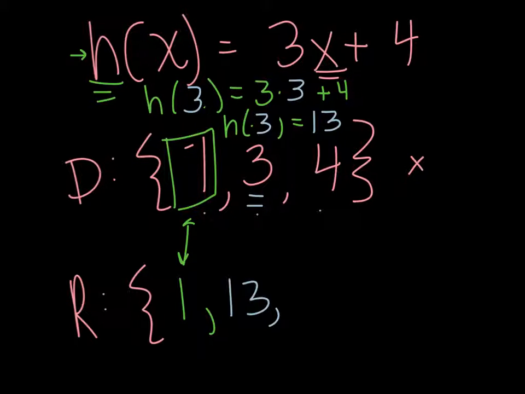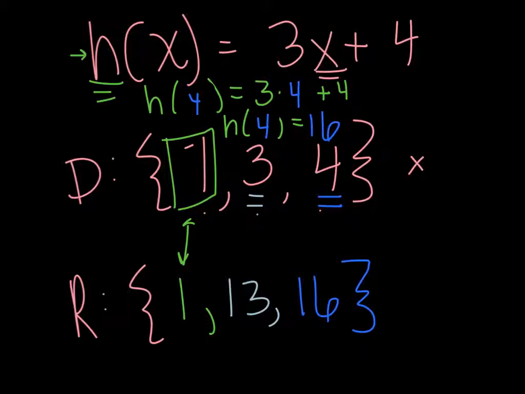And then the last value that I need to plug in is 4. For x, I'm going to replace x with 4 and see what I get out. So when I put in 4, 3 times 4 plus 4 is 16. So h of 4 is 16, and 16 goes into my range. So when these are my domain values, 1, 13, and 16 are my range values.